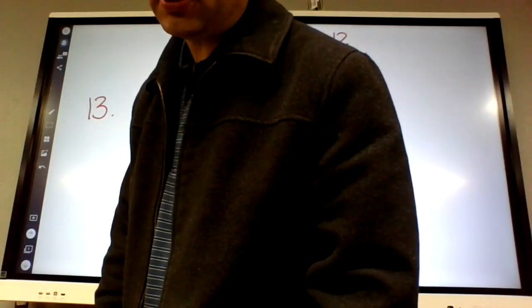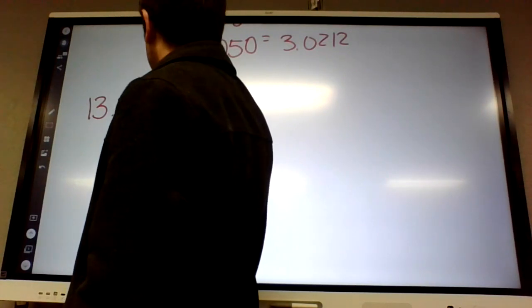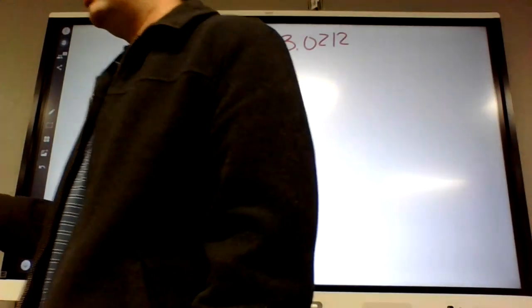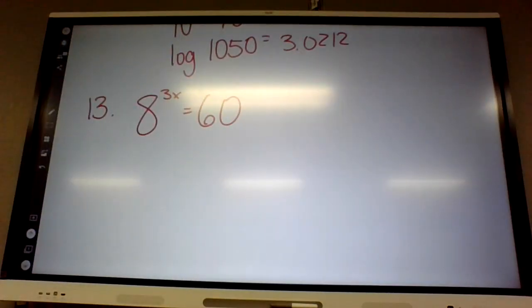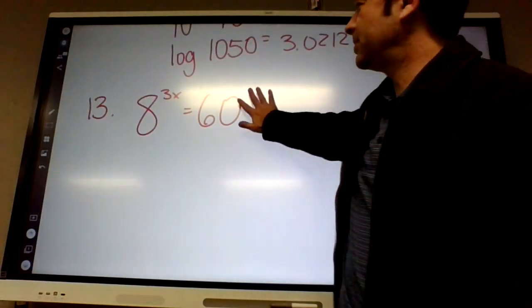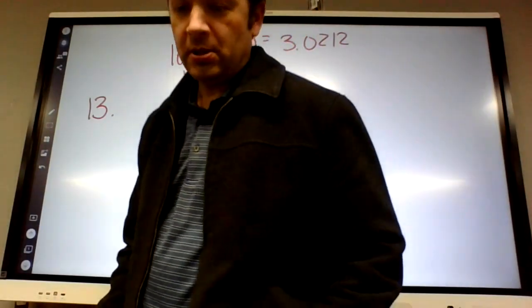Thirteen. 8 to the 3x equals 60. Oh, I wasn't thinking of Allison. I don't think I marked her down. That's 14. Whoops. Shoot, Allison's not here. Did you know Allison's not here? I was like, something is wrong. Somebody's missing. Let's figure it out.